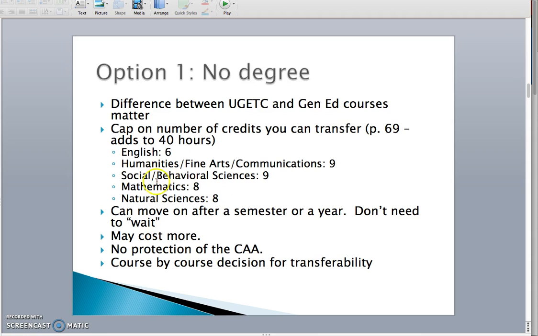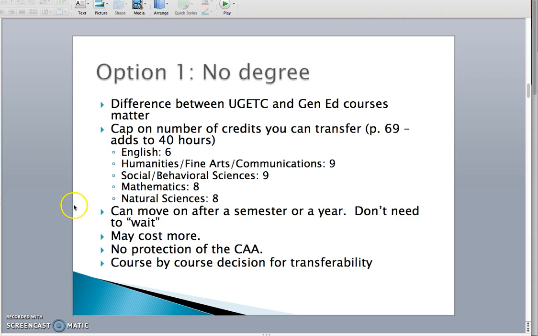Also note that there's a cap on individual programs. So even if you take 4 math courses, you're only going to be able to transfer 8 credit hours. And so be very careful if you're choosing this option. Also, there's no protection of the CAA, so you don't get the transfer assured admissions. You don't get junior status. So there's some drawbacks there.